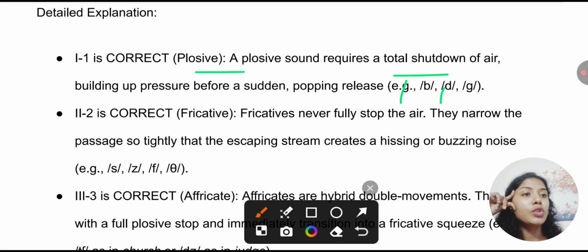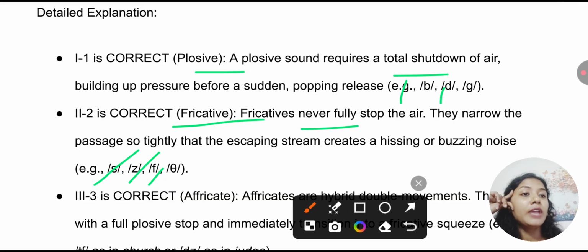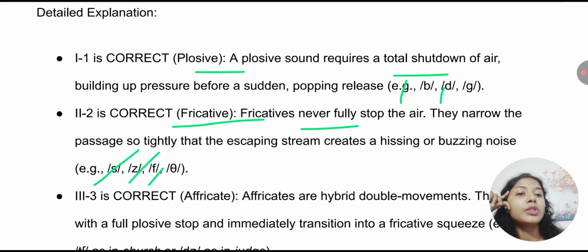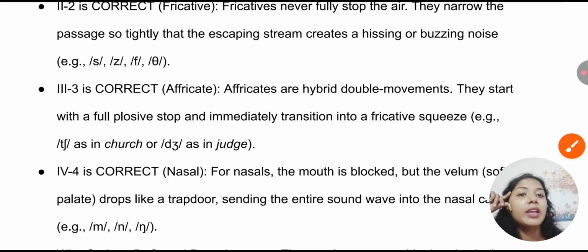The sound requires a total shutdown of the air and releases suddenly. Fricative, so S, Z, F. So these are the fricatives. It never fully stops the air. When we say S, the air passes and is released. When we say Z, it happens, when we say F, it happens. There is no air blockage in it, so that is your fricative.